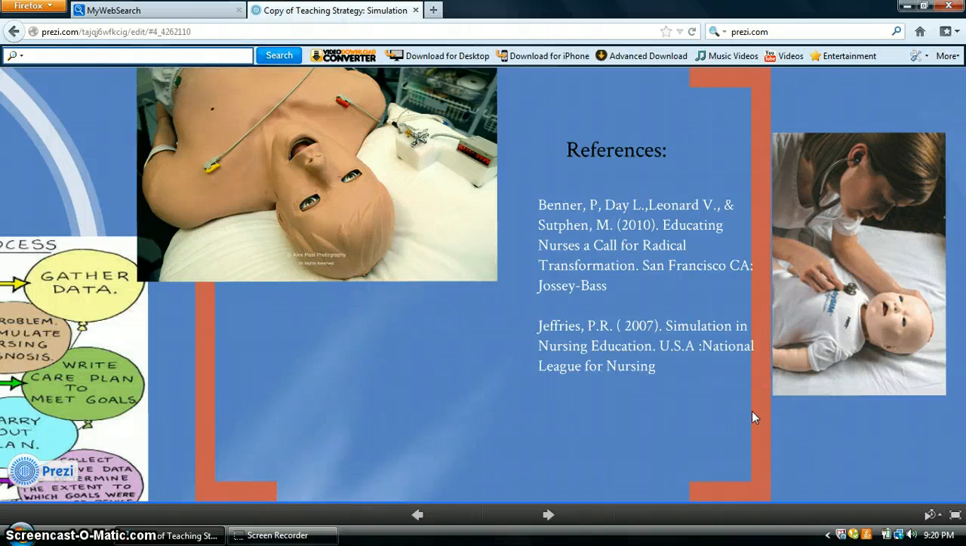I've provided some references here if you're interested in some more information about how to integrate simulation into your teaching practice. This is nursing focused, but you can also think about how it would go into your practice as teaching no matter what subject you're teaching, and how simulation can fit for you, whether it's a computer simulator, and what would make your students more confident and motivated and excited to learn about the topic.